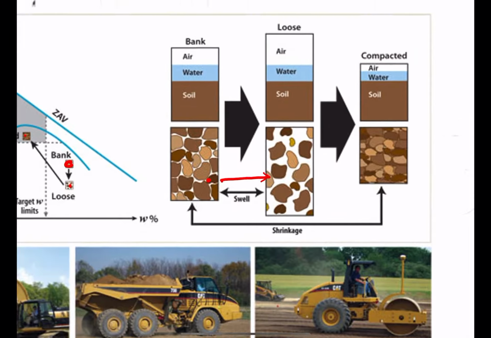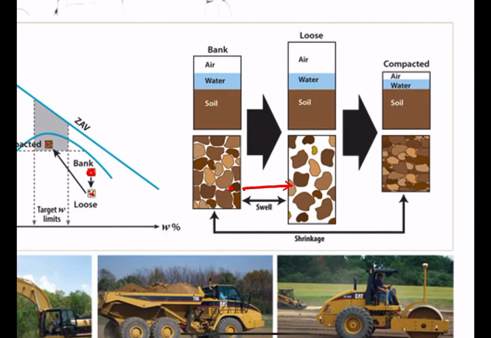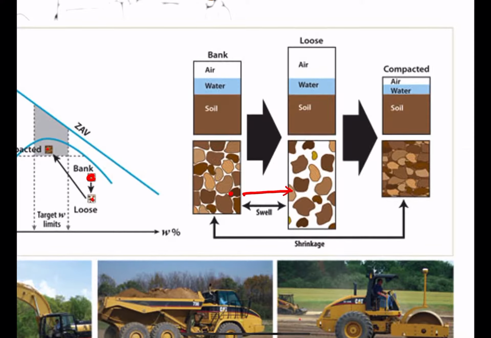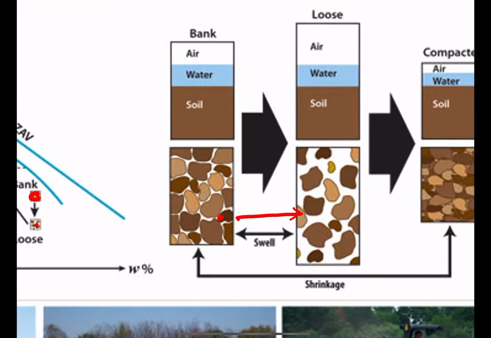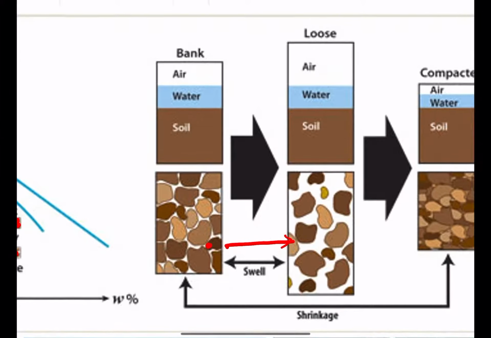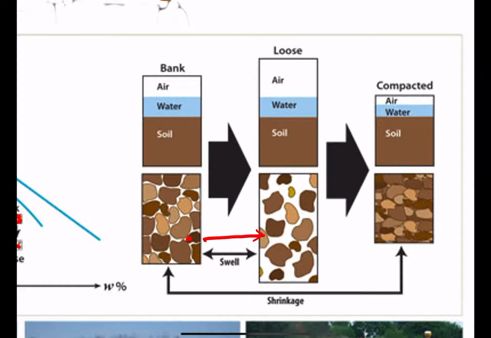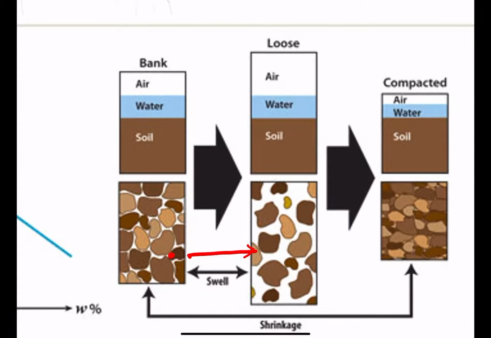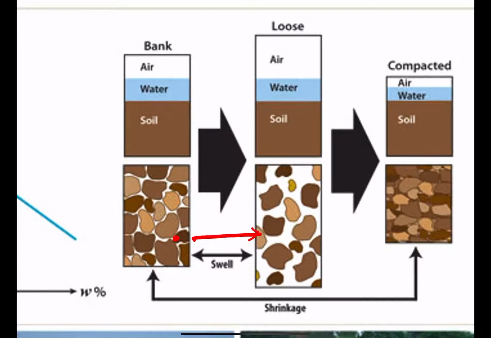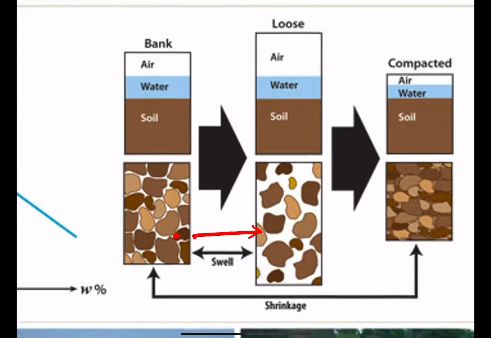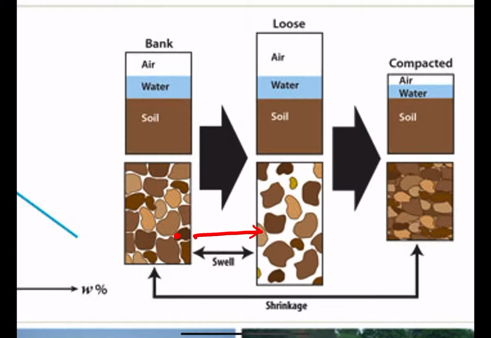To show that change, I can show you here, it will be from the bank condition. As you can see, in terms of soil, they have 3 phases: soil, water, and air. But because of the disturbance from the natural to the loose, the air volume increases, and the associated volume of the soil increases. So basically, the change from the bank condition on the left to the loose condition, the volume is increasing because the air volume increases, and that change we call swell.